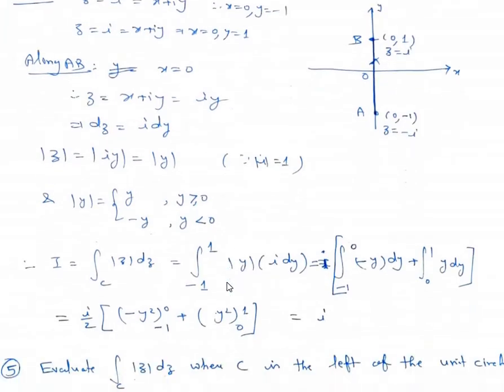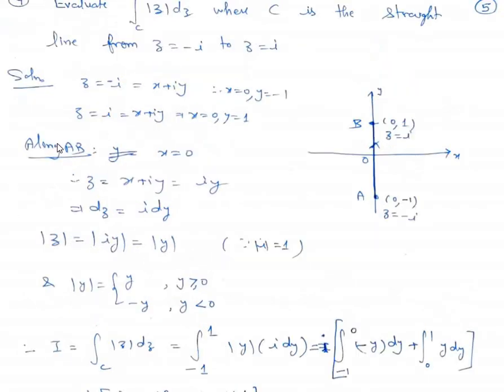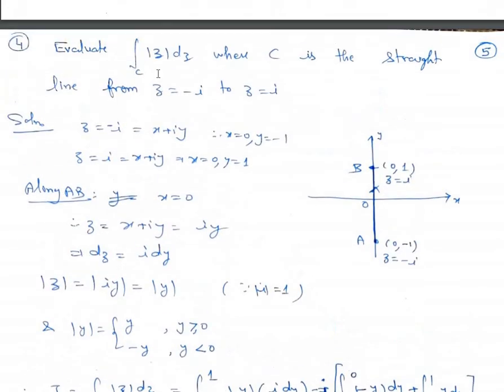Okay, let's take one more example. Evaluate integral over c mod of z dz, where c is a straight line from z is equal to minus i to z is equal to i. Z is equal to minus i represents the point (0, minus 1), because z is x plus iy, then x is 0 and y is minus 1. Similarly, z is equal to i represents the point (0, 1). So we have to go from A to B.